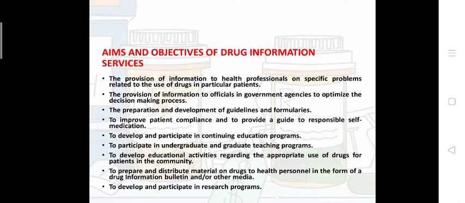In a similar manner, the drug information bulletin is published by various associations. For example, the Indian Pharmaceutical Association has a drug information bulletin, which has been accepted by each and every other organization, and they try to gain the knowledge and whatever information is laid down in that particular bulletin. So that is all the work of the Drug Information Service Center. Then to develop and participate in various research programs which are going on for various new drugs or marketed drugs or post-marketing surveillance drugs. So these are all the aims and objectives of the drug information services.